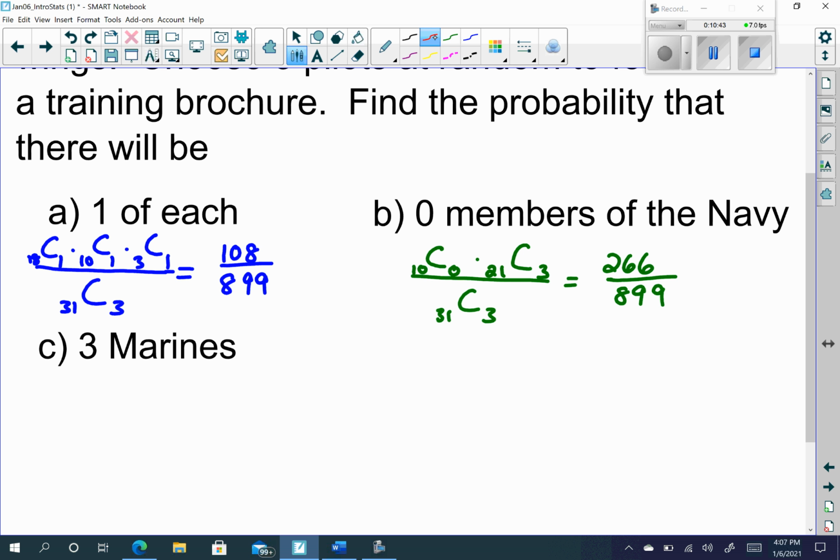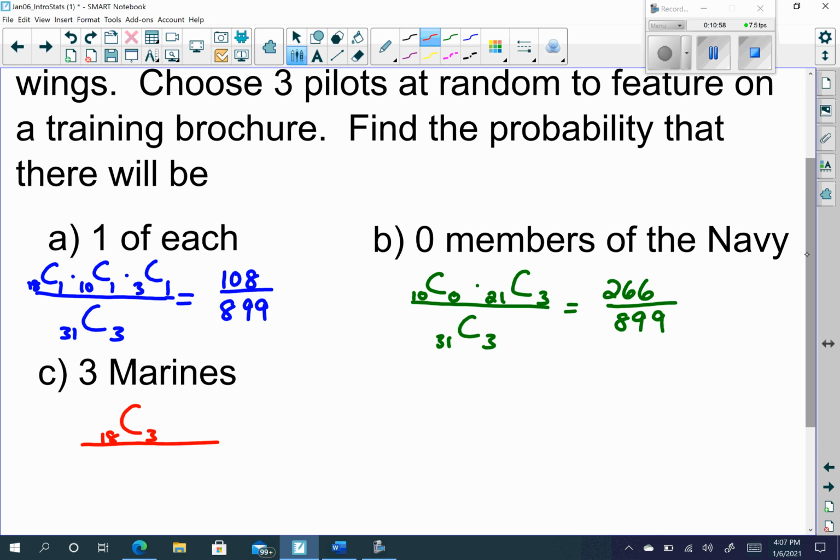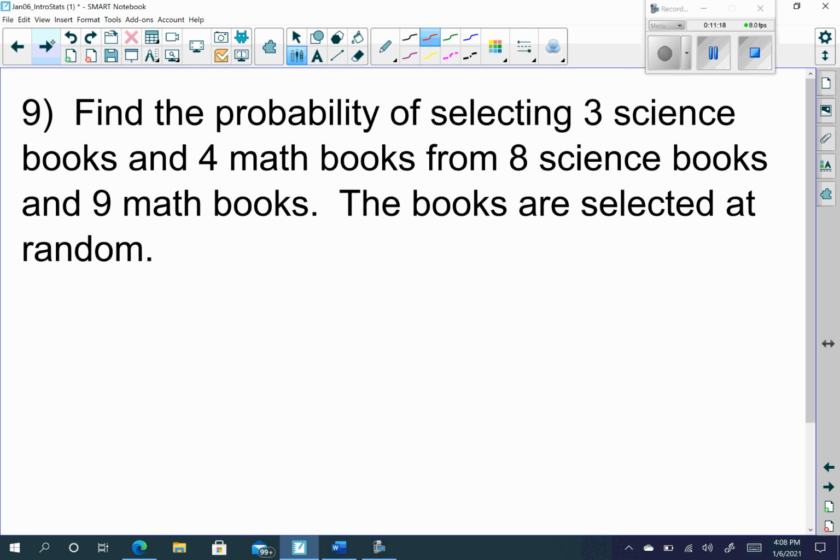And then that all 3 are Marines. So from the 18 Marines, we could choose 3. We could still show the other 2 of a combination of 10, choose 0, times a combination of 3, choose 0, or we could show a combination of 13, choose 0. We don't really need any of that. And then this would just be from 31, choose 3. And we're looking at 816 over 4,495. So you can see the similarities in all of these examples so far. And then just one more.